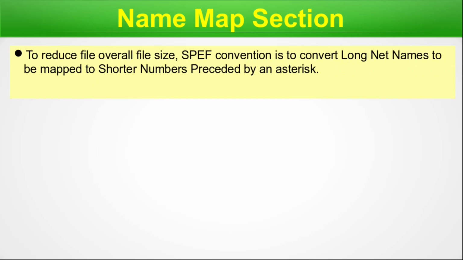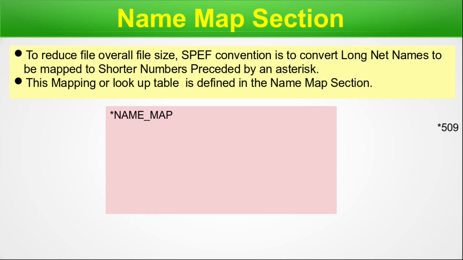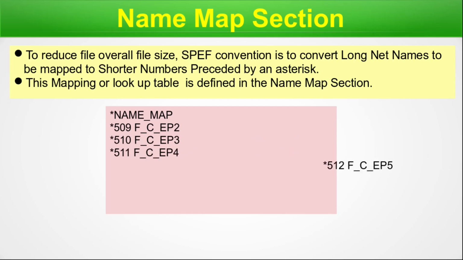To reduce the overall file size, the SPEF convention is to map the long names of the nets to shorter numbers preceded by an asterisk. The mapping or lookup table is defined in the name map section. Here goes our example. Start with the star, then in all caps NAME_MAP starts the section. Next comes 509, the mapping number, and the actual net name here is F_C_EP2. In a similar way, we have the other mapping numbers for all the subsequent nets.